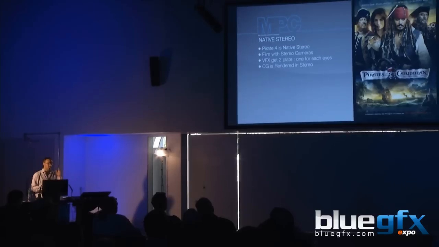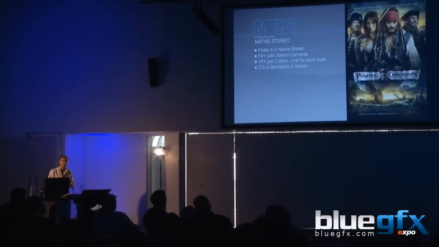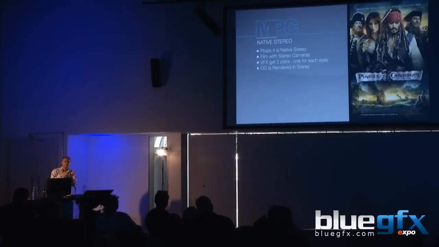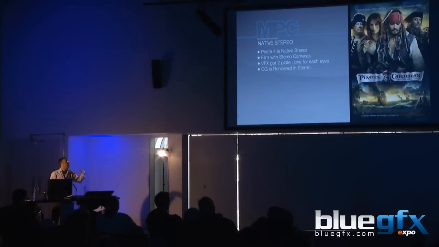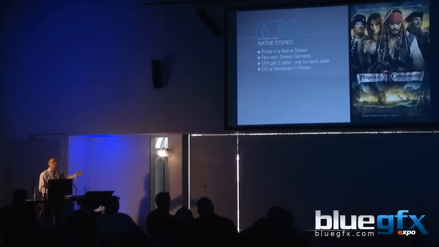We do match move on each eye, two independent cameras. They're going to be the same a little bit, but there's enough discrepancy that you have to match move both eyes independently. And then we have two cameras, we do two CG renders of everything. So we have a native stereo render of our CG elements as well.